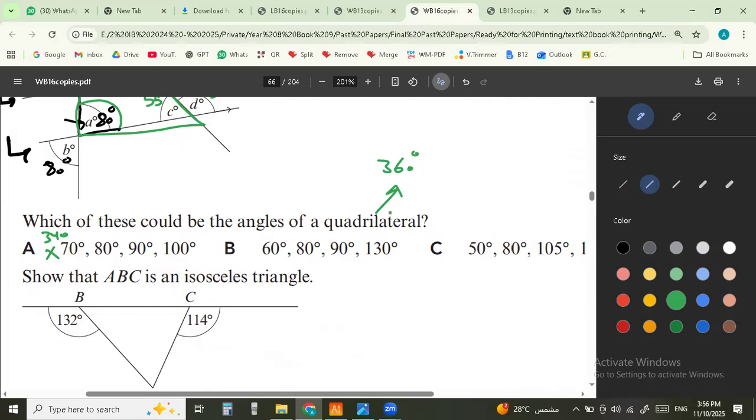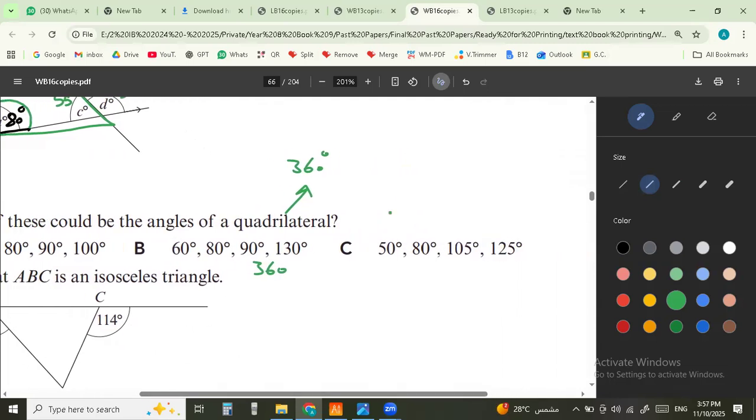Here, you're going to find that this is 80 and 60 is 140. 140 and 90 is 230. 230 and 130 is going to give you exactly 360. So this definitely is a quadrilateral. C, 50 and 80 is 130. 130 and 105 is 235. 235 and 125 is going to give you exactly 360. So this is also a quadrilateral because if you add the four angles up, they're going to give you 360 exactly.